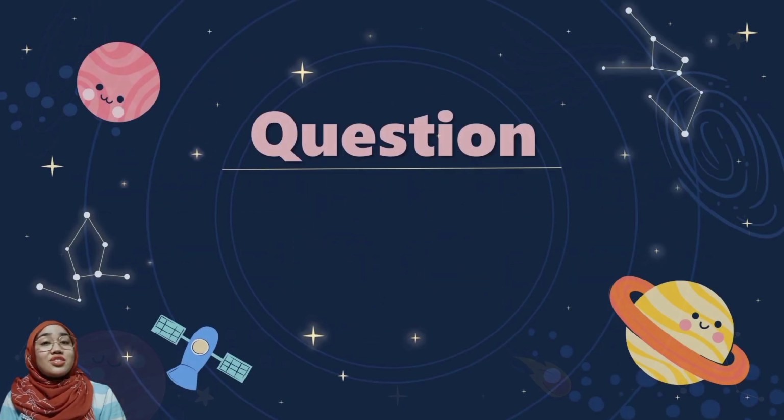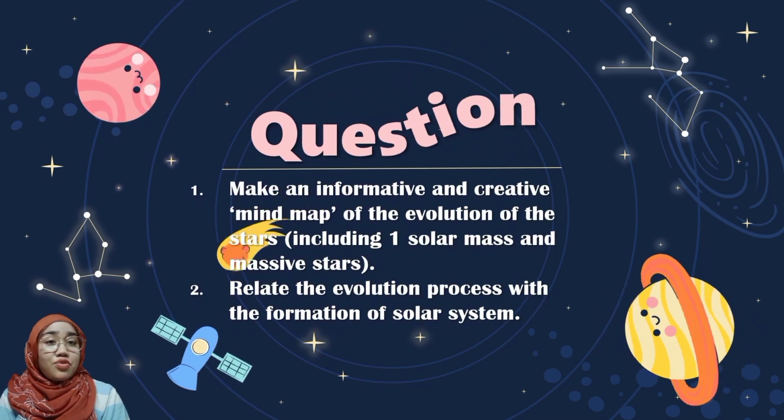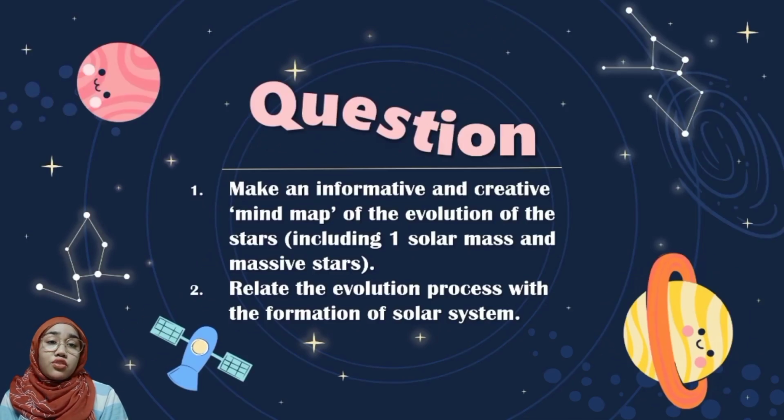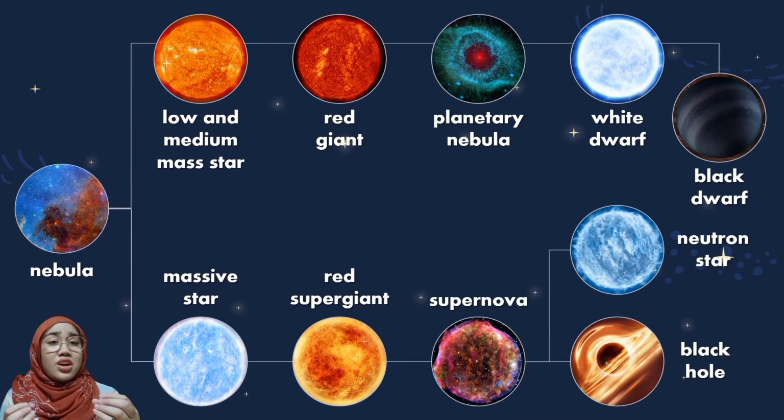So first, let us read the question together. Make an informative and creative mind map of the evolution of the star, including one solar mass star and one massive star. The second question is, relate the evolution process with the formation of the solar system. Moving on to the next slide is the mind map that we have constructed.